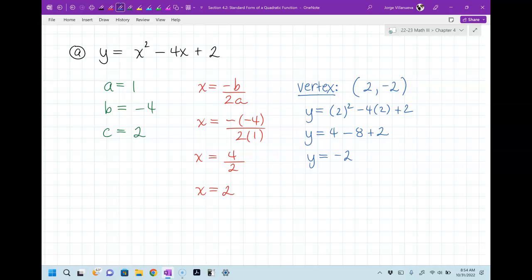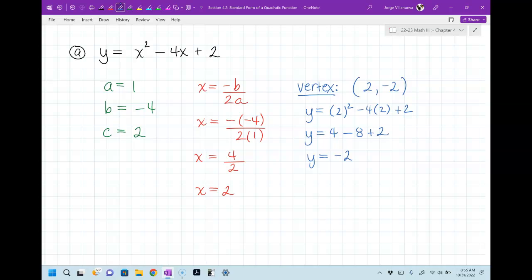So before I move on, are we okay with the ABC values, the axis of symmetry portion, finding the vertex? Any questions on that? A lot of this is just kind of busy work, right?